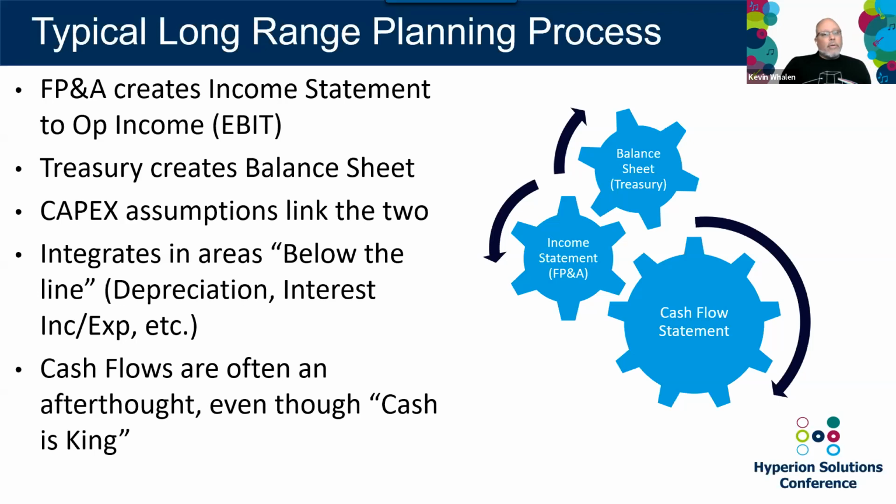They're going to be in charge of the revenue and expenses up to around the operating income part. Then you're going to have a treasury group, and they're going to be working on the debt and the balance sheet and those pieces. And then there's going to be some capital expenditure assumptions that are going to link the two. And then the financial statements get linked in the below-the-line area on the income statement, like depreciation, interest expense, interest income, that kind of stuff.